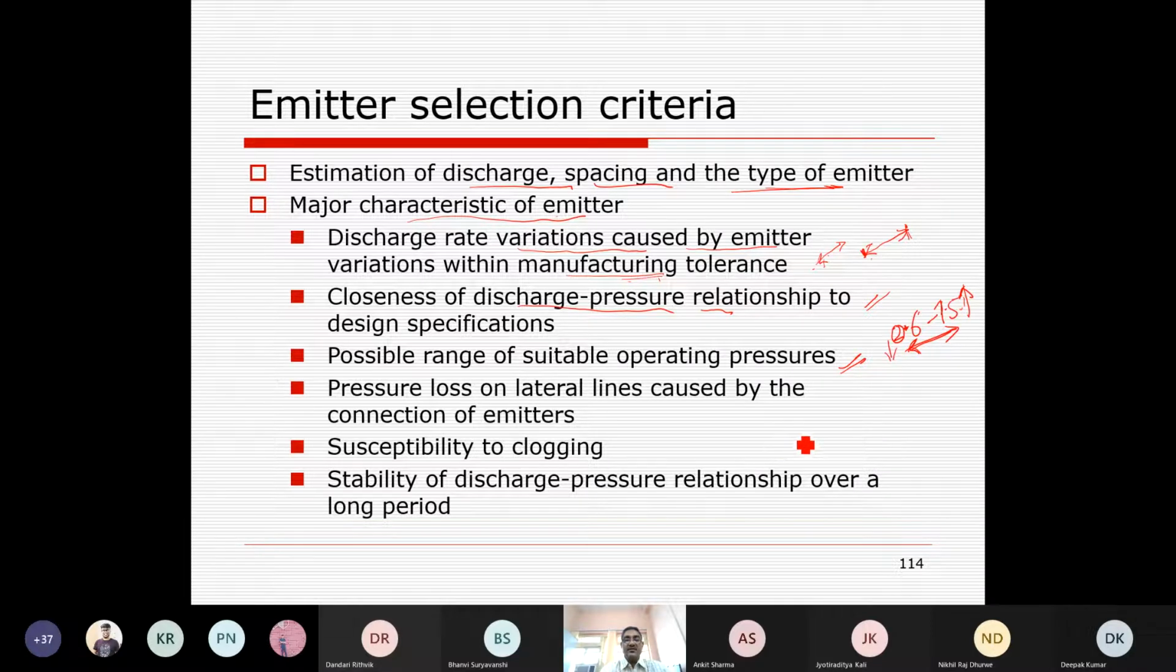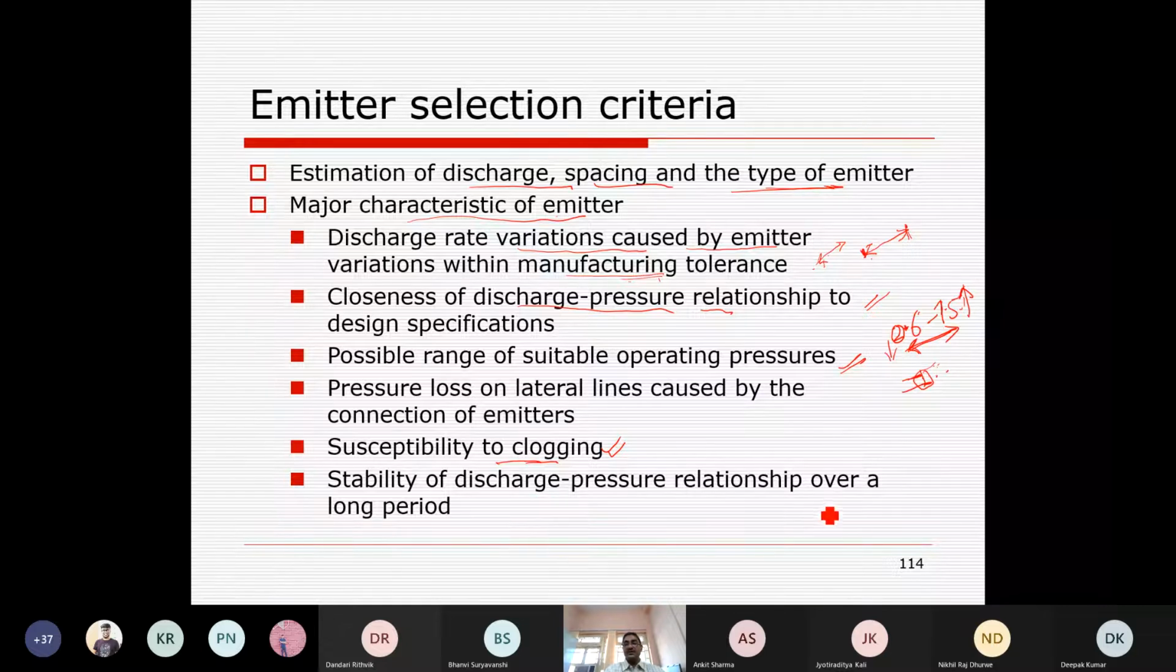Then, susceptibility to clogging. How susceptible it is to clogging means whether it is self-flushing, that is, if anything comes in between the diaphragm and the outlet of the dripper, whether it can flush automatically at a certain condition when pressure is reduced or increased beyond a particular level. So it is susceptibility to clogging, how much of a self-cleaning kind of condition there is.